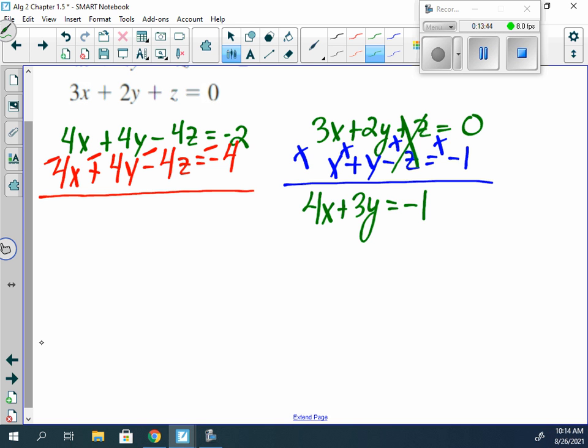Well, 4x minus 4x cancels out at 0. 4y minus 4y. 4z minus negative 4z. Well, the negative and negative make a positive. So negative 4z plus 4z is negative 2 minus negative 4, or negative 2 plus 4 is, it is no solution because 0 is never equal to negative 2.